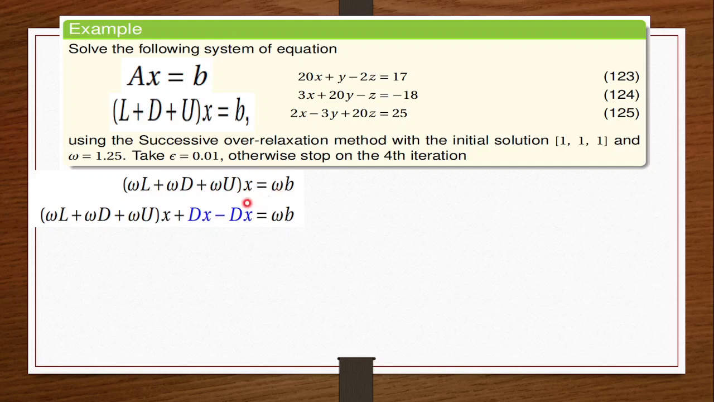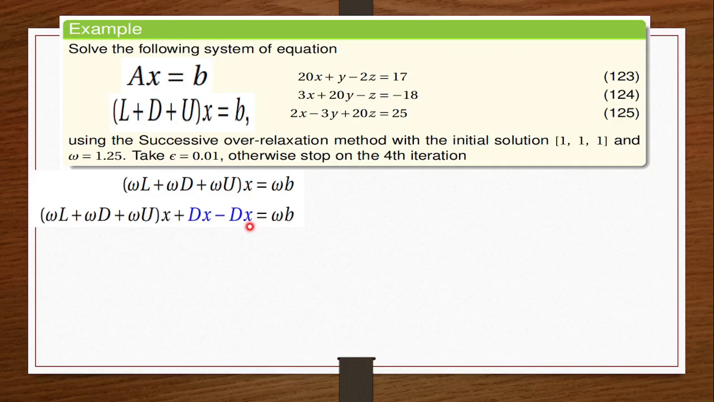And then one technique which is used in the SOR method is that we add and subtract DX, that is the diagonal matrix. So DX minus DX actually does nothing, because DX minus DX is 0. Alright, so we are going to make X the subject.